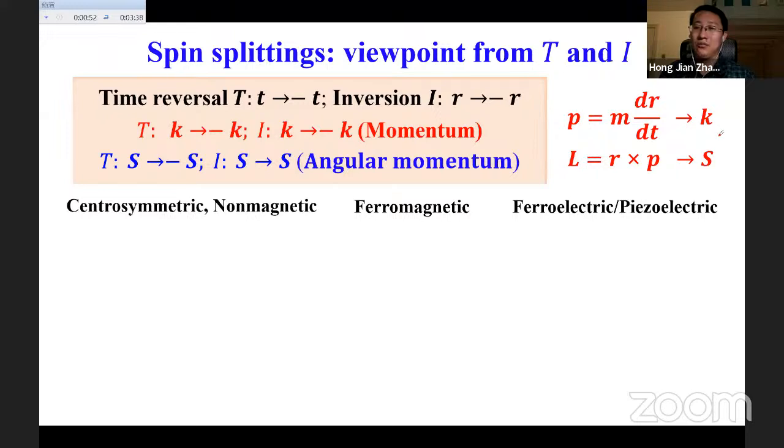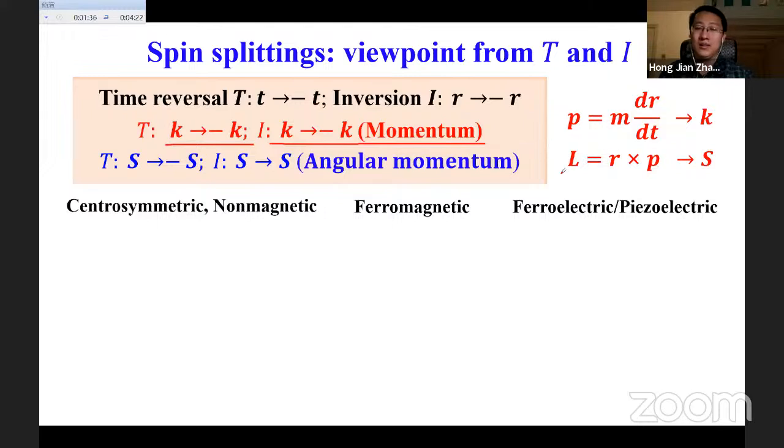In quantum mechanics, we usually use k to denote the momentum, so we can treat p and k as the same thing by transformation. Now we examine the effect of time reversal and inversion on the momentum. When we do time reversal, a minus sign appears in front of dt, then p reverses sign. So under time reversal, k reverses sign. And if you do inversion, you put a minus sign in front of r, so minus dr, then p becomes minus p. So under inversion, the momentum reverses its sign as well.